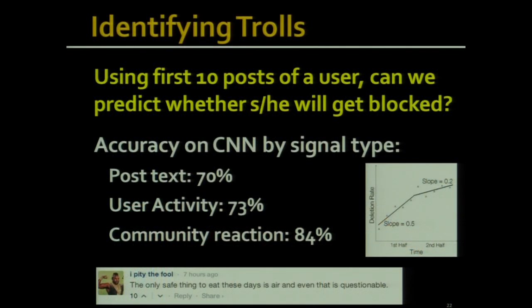So the question is, what can we do with this, right? If we have these user interaction mechanisms that lead to these downward spirals, what can we do? So what we set out to do was build machine learning models that would allow us to identify bad users or trolls. And we can do that quite well. We can do that with around 85% accuracy.